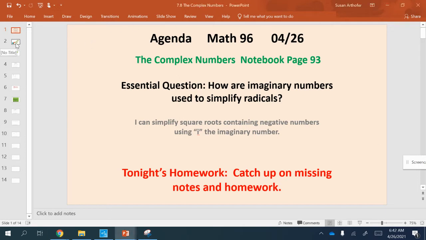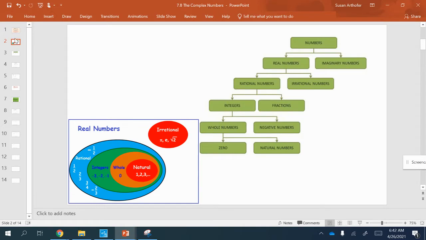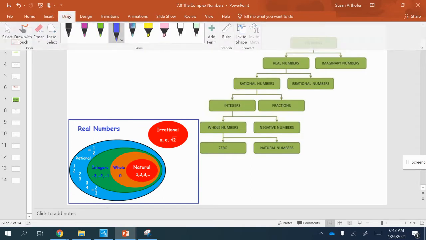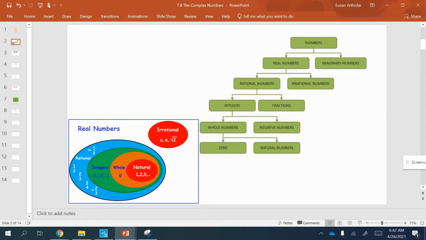Okay. There we go. I just wanted to show you this screen because you should be familiar with it as you're advancing into college. So this is the number system. It's broken up into two parts, the real numbers and the imaginary numbers. And that's what we're going to work on today, the imaginary numbers.